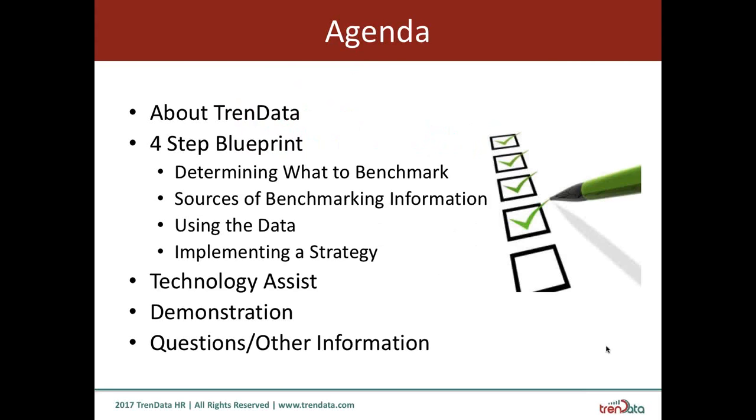So the four steps we're going to talk about are how you determine what to benchmark in your organization, where you get different sources of the information, then how you go about using it, and then once you've got everything in place, how you begin to implement an overall strategy. Then we're going to talk a little bit about how a good technology can assist you in using benchmarks and lining them up against your internal data. And then we'll give a very brief demonstration of the TrenData analytics solution, which will demonstrate how you use benchmarks to optimize the performance of your workforce. Then we'll move on to questions and other information.